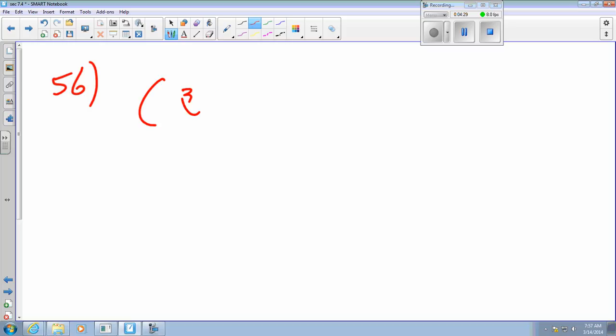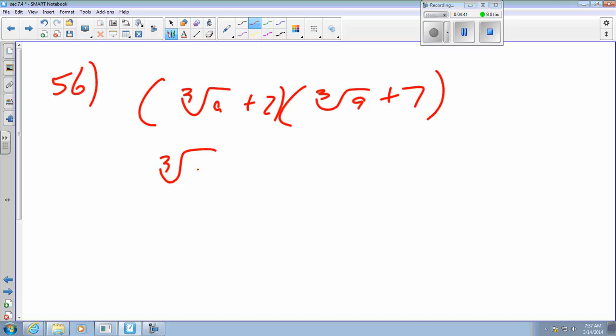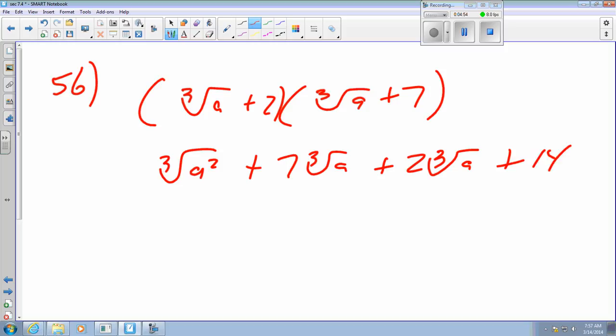We have the cube root of a plus 2 and the cube root of a plus 7. When I take the cube root of a times the cube root of a, I get the cube root of a squared. Outside times outside gives me 7 cube roots of a. Inside times inside gives me 2 cube roots of a. And last times last gives me 14.